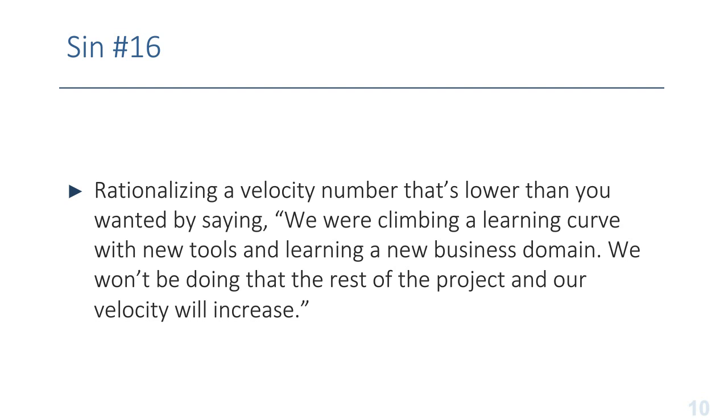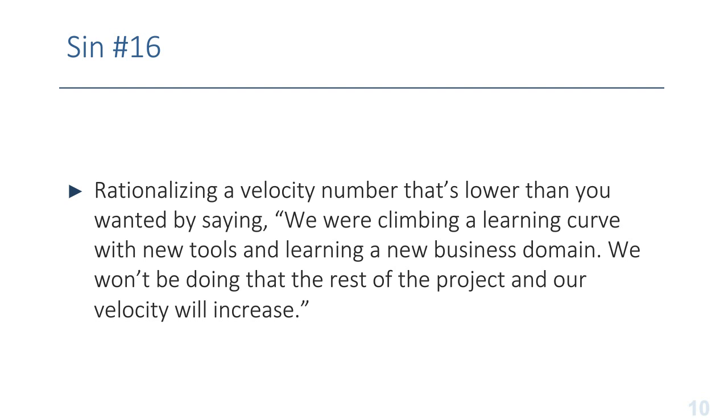Almost deadly sin number 16, rationalizing a velocity number that's lower than you wanted by saying, well, we were climbing a learning curve with new tools and learning a new business domain. We won't be doing that the rest of the project, and so our velocity will increase. This is a rationalization that has been in play for a really long time in different guises.